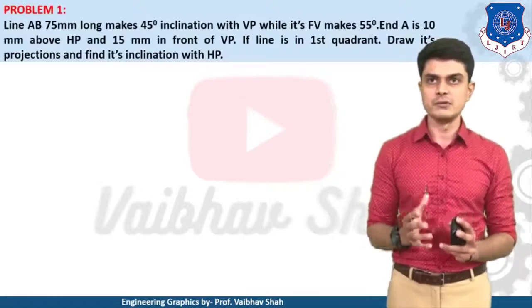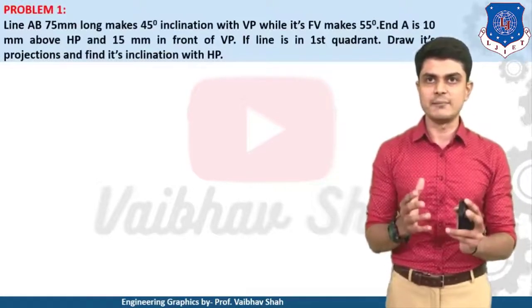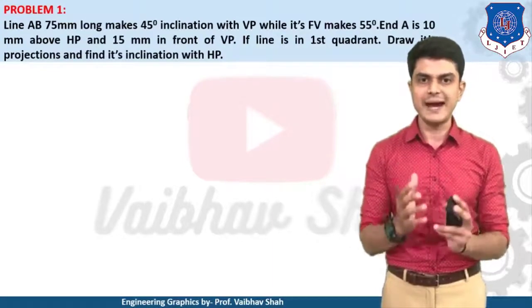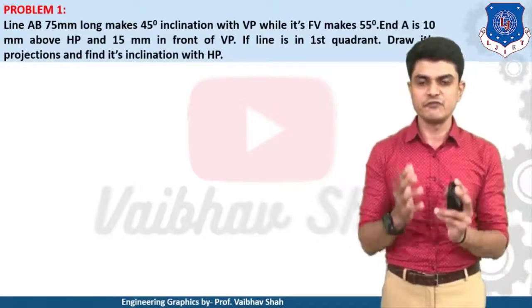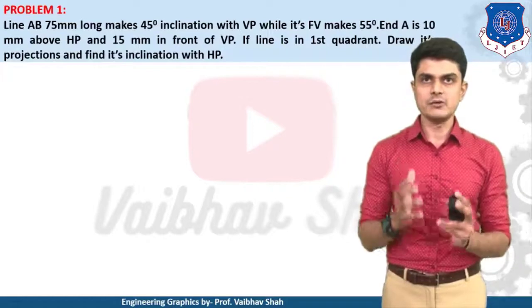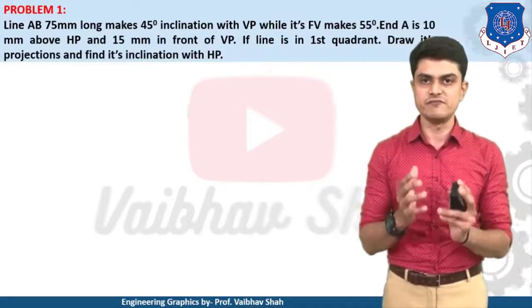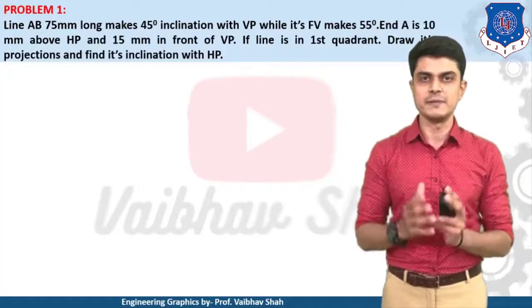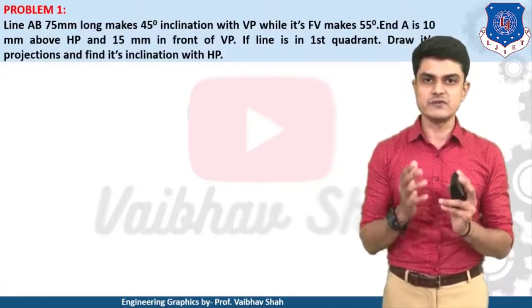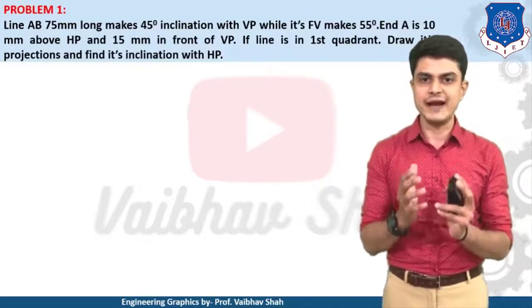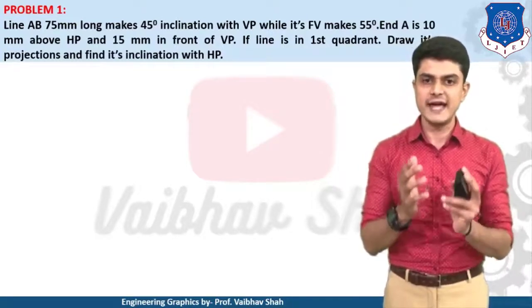Example number 1: line AB is 75 mm long, makes 45 degree inclination with VP, while its front view makes 55 degree. Now the end point A is 10 mm above HP and 15 mm in front of VP. If the line is in first quadrant, draw its projections and find its inclinations with HP.